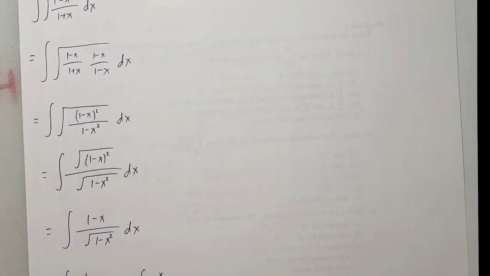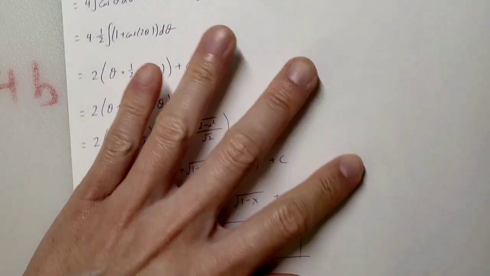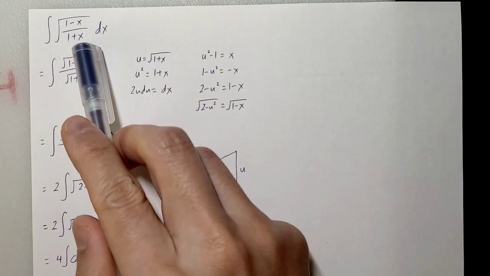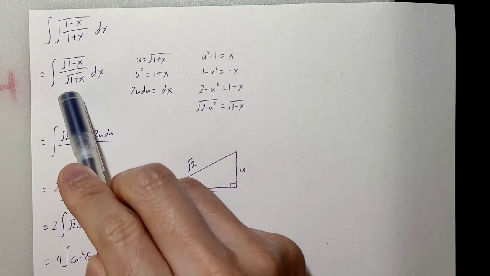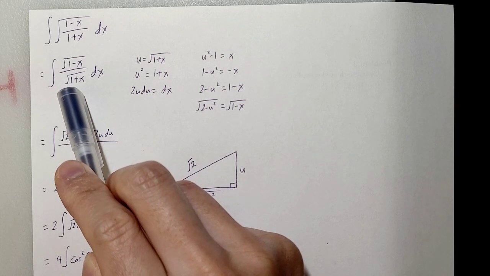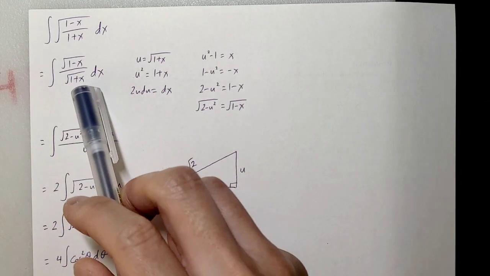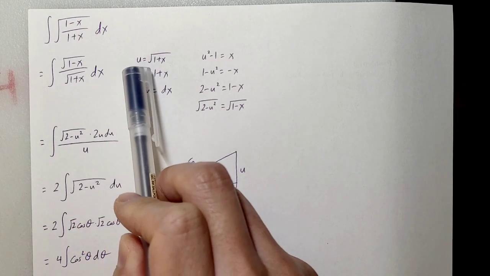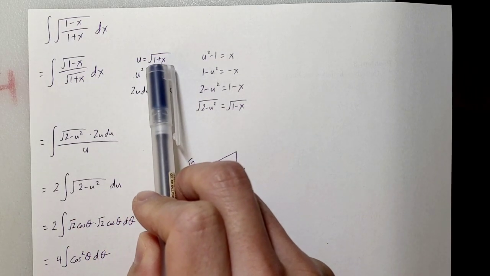Okay, so this is what I did. You can see it's much more tedious. Okay, so back to the original integral. So we split it up into this by properties of radicals, again, similar to what we did in the other case, okay? Now here, I decided to let u be square root of 1 plus x.